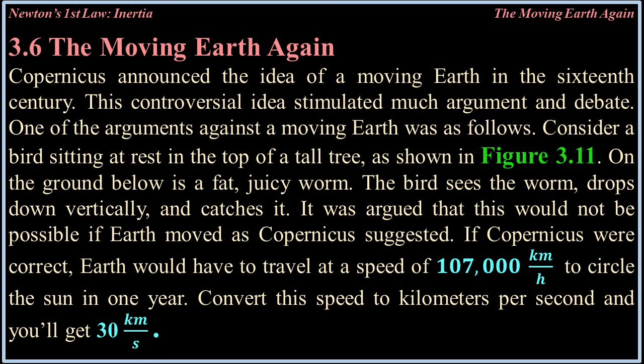If Copernicus were correct, Earth would have to travel at a speed of 107,000 kilometers per hour to circle the sun in 1 year. Convert the speed to kilometers per second, and you'll get 30 kilometers per second.